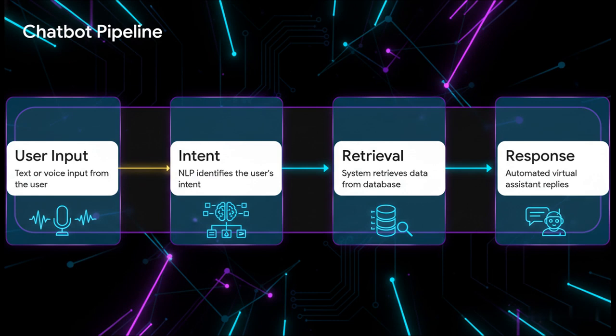So, the crucial takeaway here is this pipeline. These systems analyze a user's messages, determine their true intent, and automate the communication, which makes them absolutely perfect for customer support apps. First, the user provides text or voice input. Then, the NLP engine figures out what they actually mean. That's intent recognition. From there, it retrieves the right data and instantly serves up an automated virtual assistant response. It is a highly efficient, entirely closed-loop system.